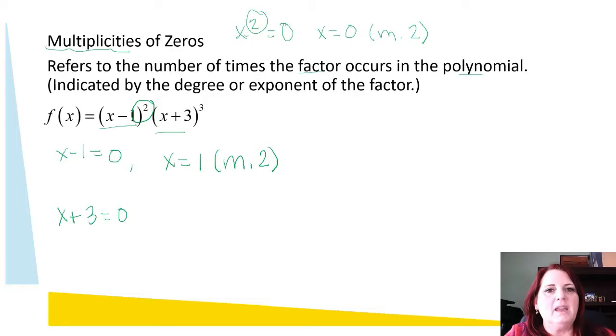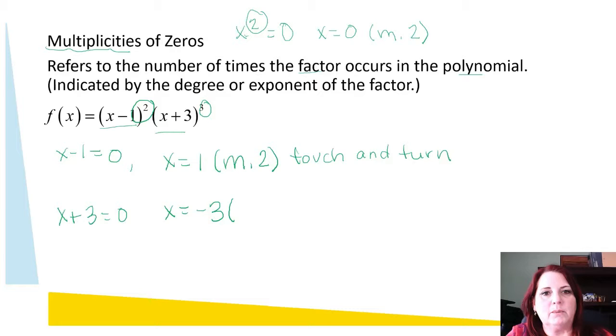What that means then is that when it has an even multiplicity, it occurs twice, and that means it's going to touch the graph and turn around. The x plus 3 gives us x equals negative 3, and that has a multiplicity of 3, which means it's going to cross the graph. But instead of just crossing straight up, that would be a multiplicity of 1, it's going to have a little curve to it to indicate that it's a little bit greater multiplicity than just 1.